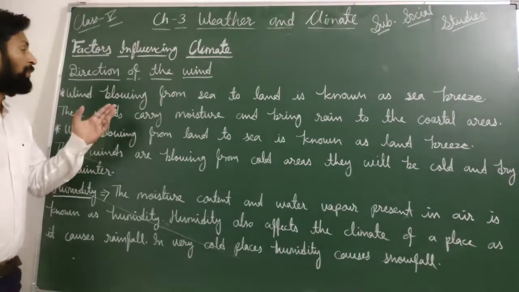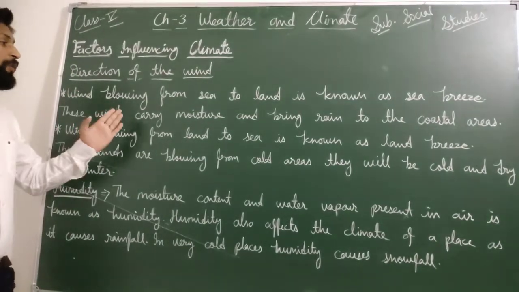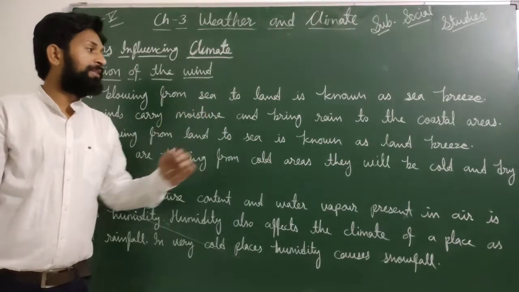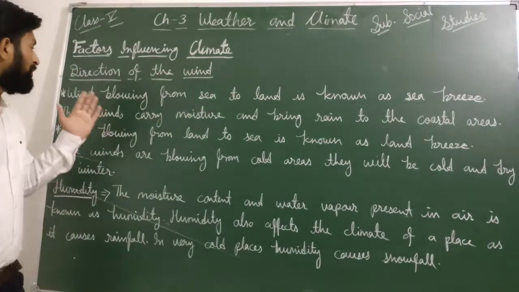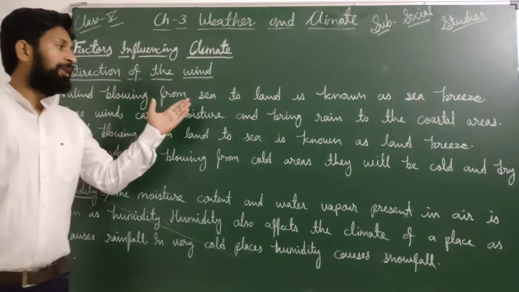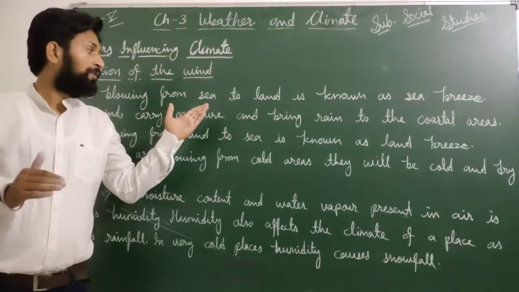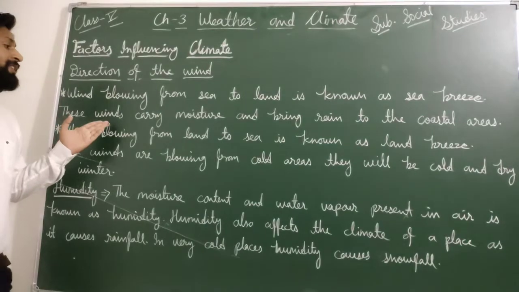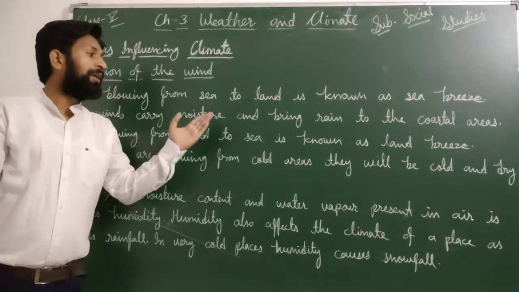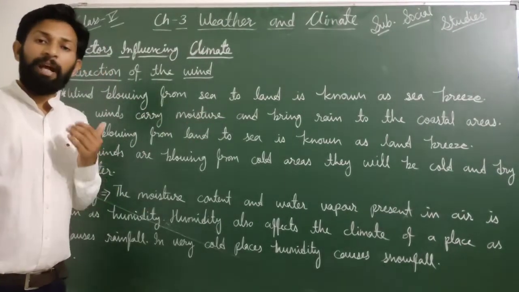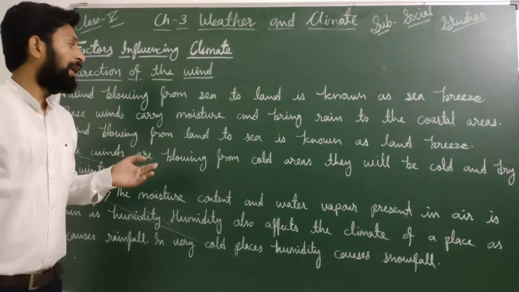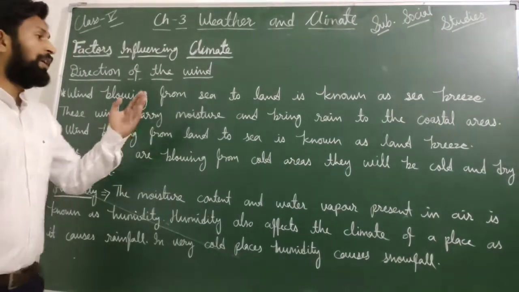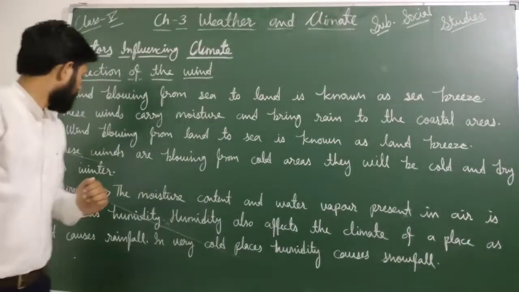Now, direction of the wind. Wind blowing from sea to land is known as sea breeze. These winds carry moisture and bring rain to the coastal areas. If any rain happens in a coastal area, the sea breeze is responsible for it.